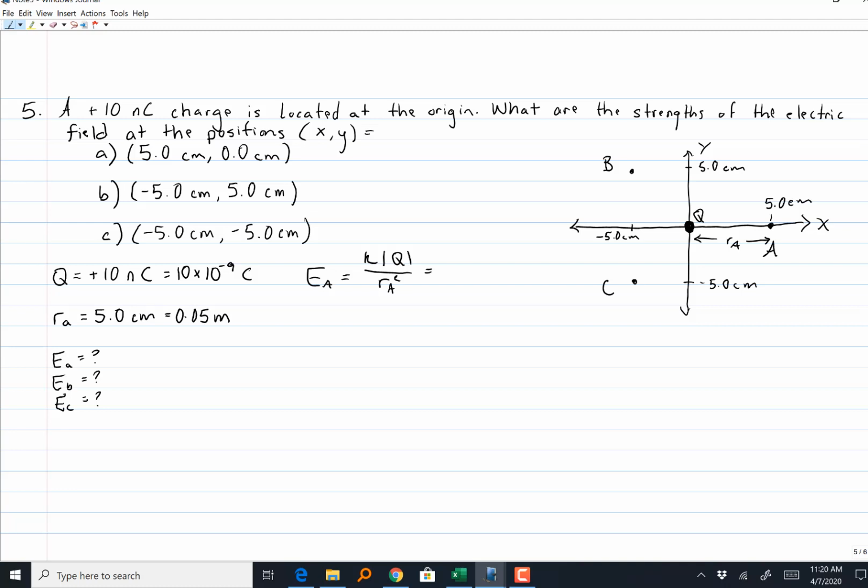I got a value of 35,960 newtons per coulomb, or, since this is technically one significant figure, bane of my existence, I will call that 40,000 newtons per coulomb.